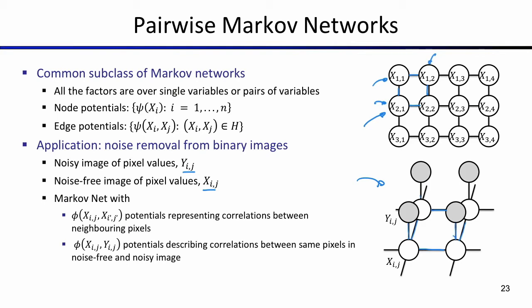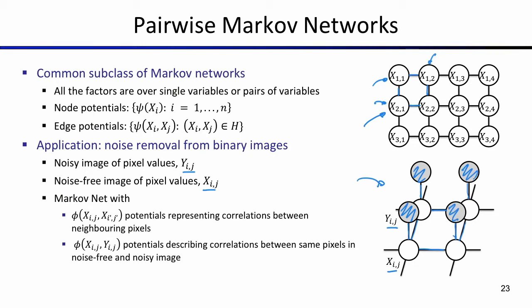So these are pixels in exactly the same position. So we have this x_ij and y_ij. Basically, they are pixels in the same position for the noise-free and the noisy image. And we're going to observe those nodes of the noisy image. That's going to be our input, and we're going to make the inference.